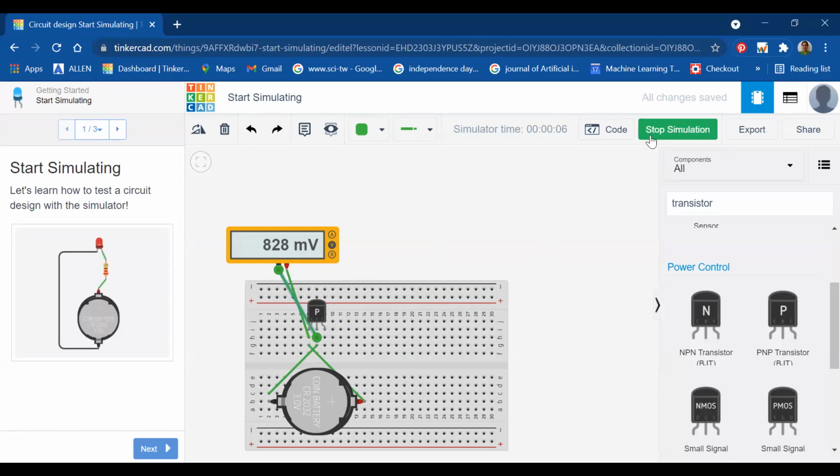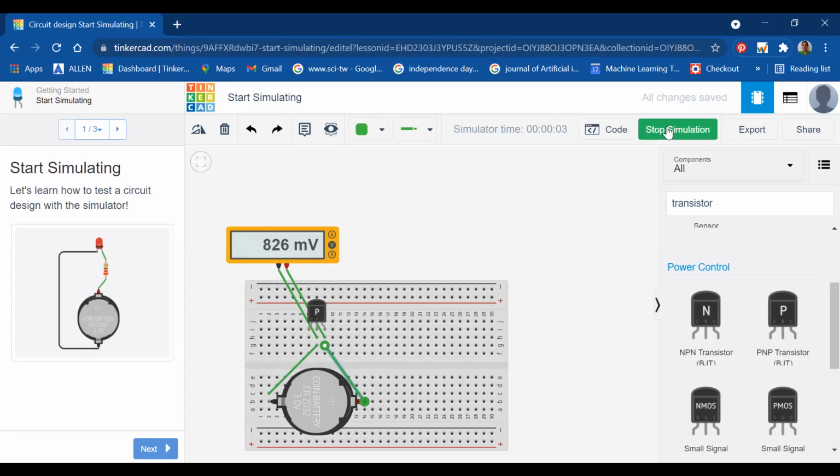Now I have to reverse the connections to know which one is the emitter and which one is the base. I have to pick this wire from the first one and move it to the third pin. Similarly, you have to pick this wire of the battery from here and give it to the third pin, and then check the value. The previous one was 828 and this is 826.